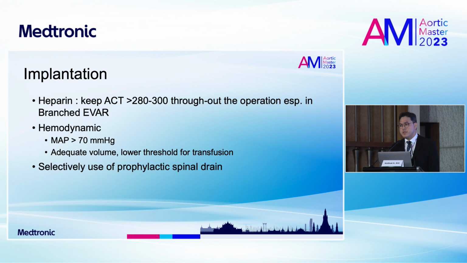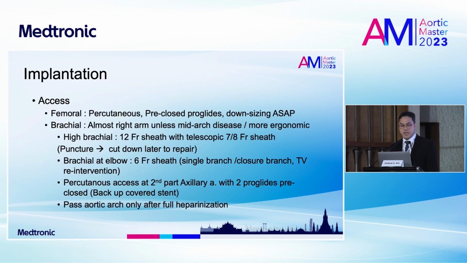And then keep the heparinization adequate, especially when you go to the branch, to prevent the thromboembolization or also the neurological complication of the arch embolizations, and maintain the hemodynamics above 80 or 70 MAP, and then adequate volume resuscitation and low threshold for transfusions. And my preference is to selectively use the prophylactic drains.